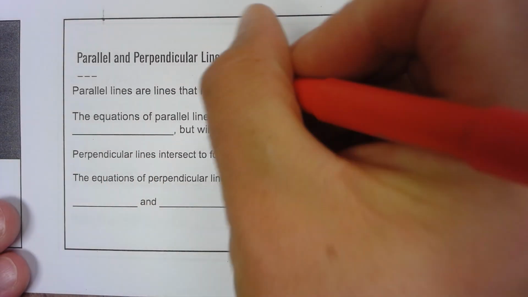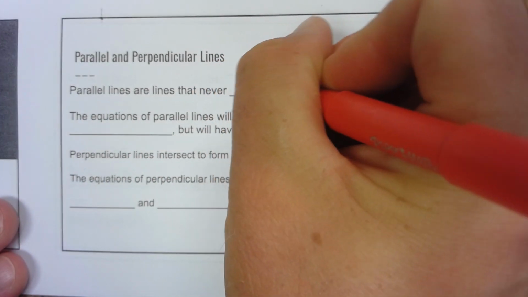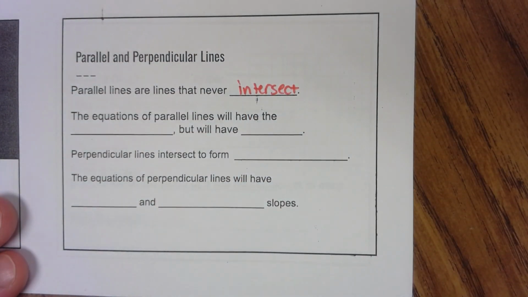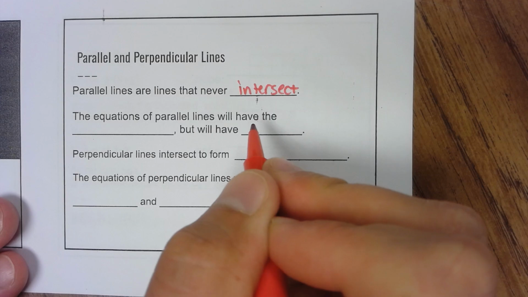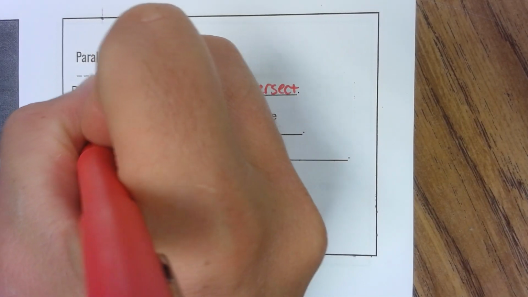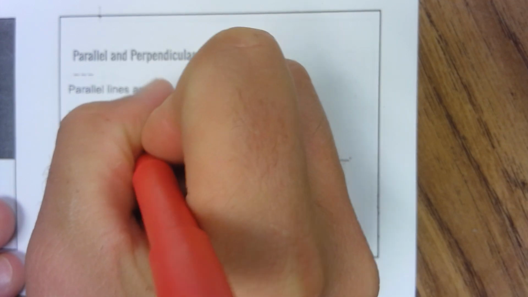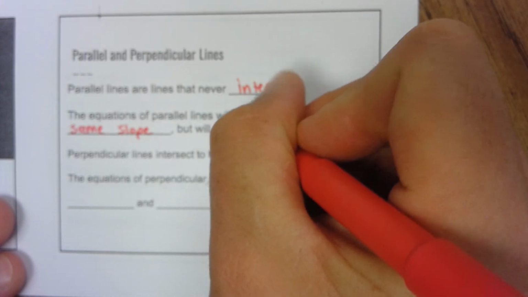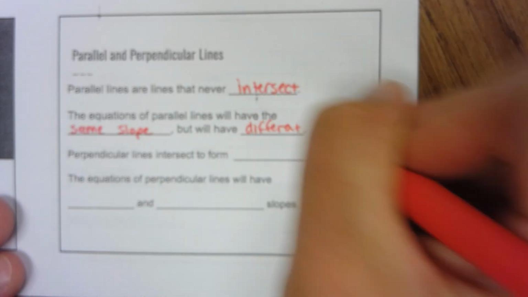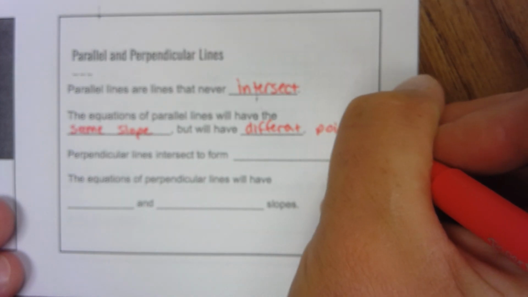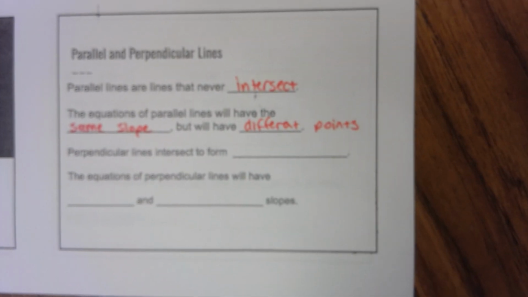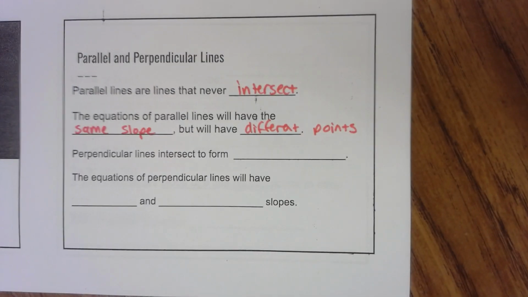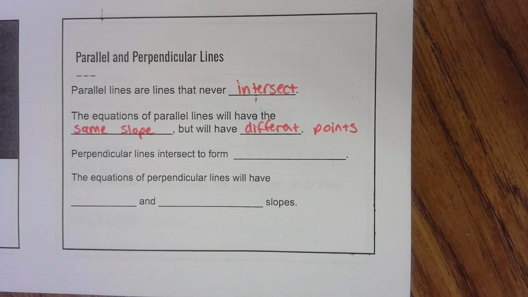Parallel lines are lines that never intersect. They will always be the same distance apart. The equations of parallel lines will have the same slope, but they need to have different starting points. Otherwise, they're just the exact same equation. So whether that be different y-intercepts or, in point-slope form, a different starting point, they need to have different points, otherwise they're the same line. But the key part is that they are the exact same slopes.